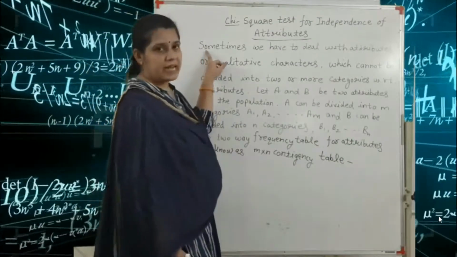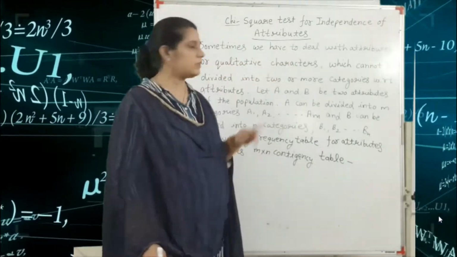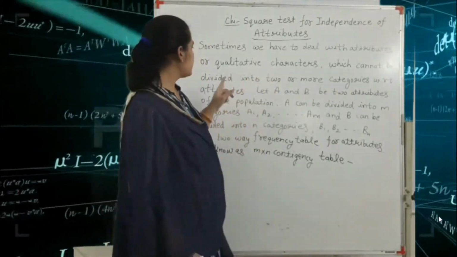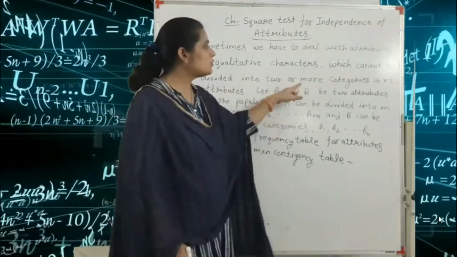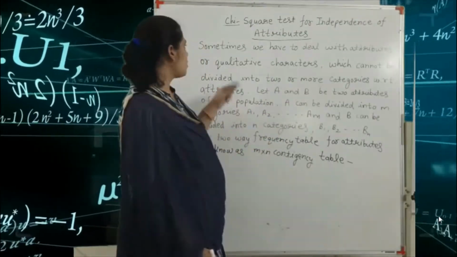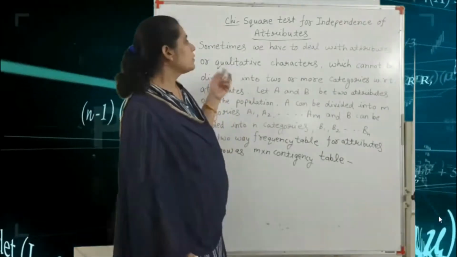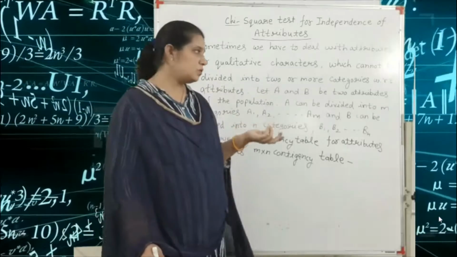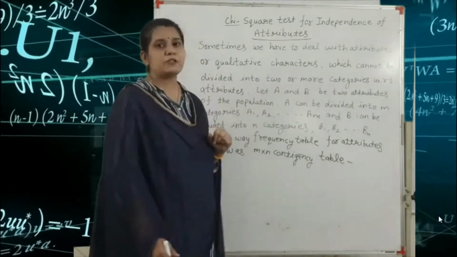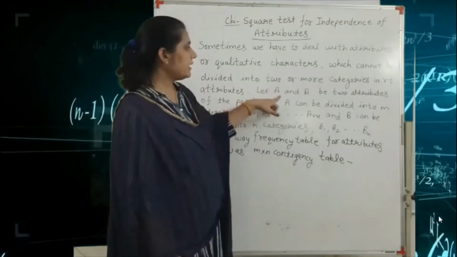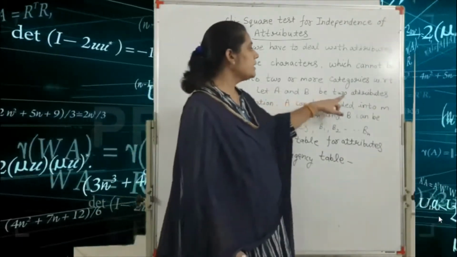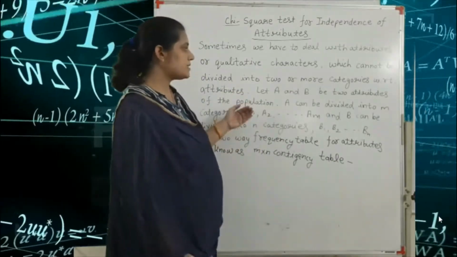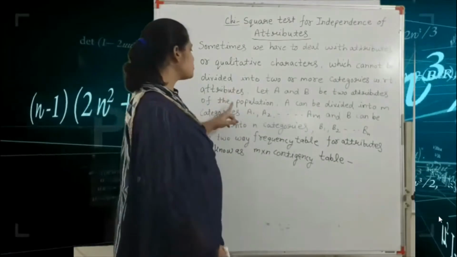Sometimes we have to deal with attributes, or qualitative characters, which can be divided into two or more categories. That means sometimes we have to deal with two or more attributes, that is, characters which can be divided into two or more categories with respect to attributes. Let A and B be two attributes of the population, capital A and capital B.